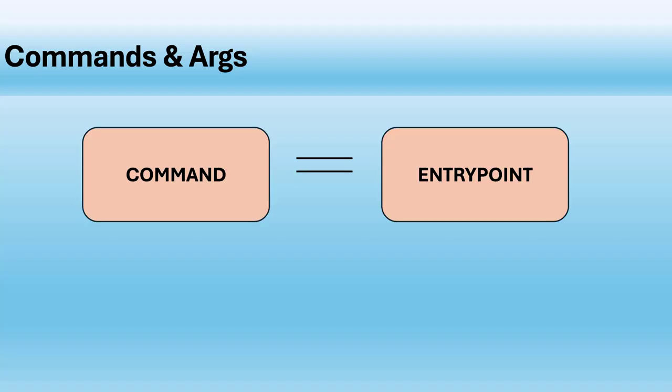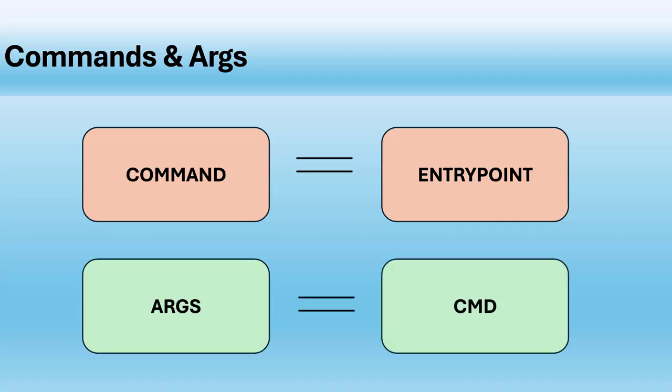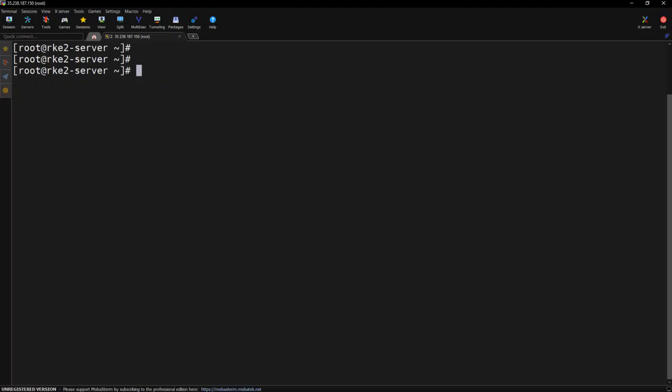Every container image has a default command and arguments, usually defined in the Dockerfile via ENTRYPOINT and CMD. But in Kubernetes, you can override them in the pod specification using command, which replaces ENTRYPOINT, and args, which replaces CMD. So that means command is equivalent to ENTRYPOINT in Kubernetes and args is equal to CMD in Kubernetes. Now let's try this in a demo.